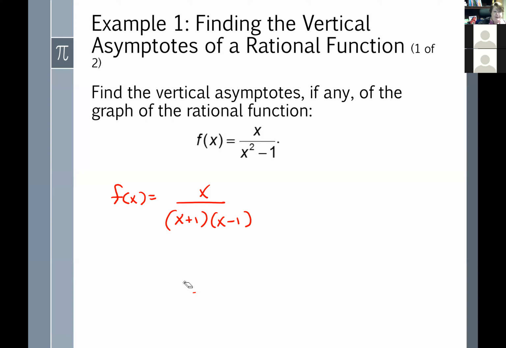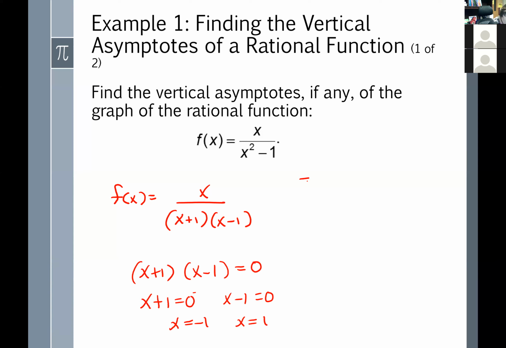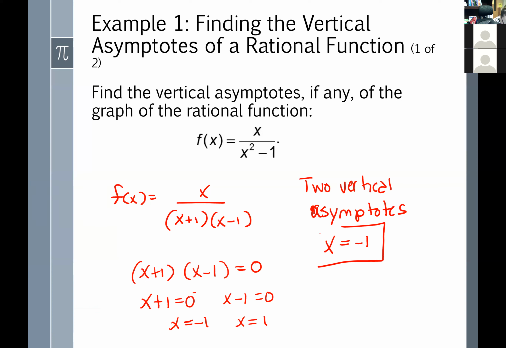So the rule says if it's in reduced form and I don't have anything I can cancel, set the denominator equal to 0, and that will give you the vertical asymptotes. So I'm going to do that. Set each factor equal to 0. So I get either x is -1 or x is +1. So this thing has two vertical asymptotes: one at x equals -1, and you do need to write these as equations, and x equals +1.